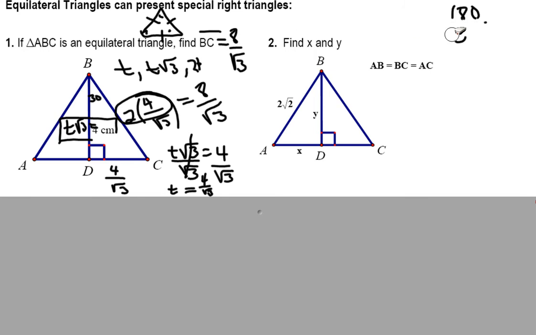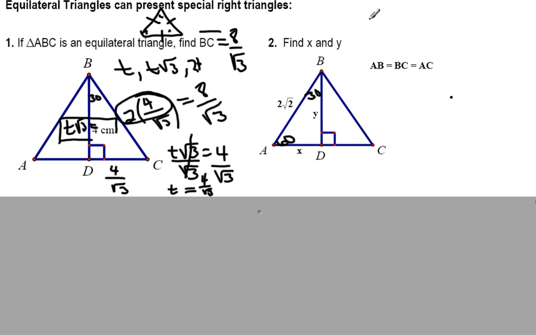Okay, in the next example, it says that AB is congruent to BC, which is congruent to AC. So all three sides are congruent in the big triangle, which means that once again we have an equilateral triangle. So that's going to give us 60 degrees here, 30 degrees here, because this one's already 90.